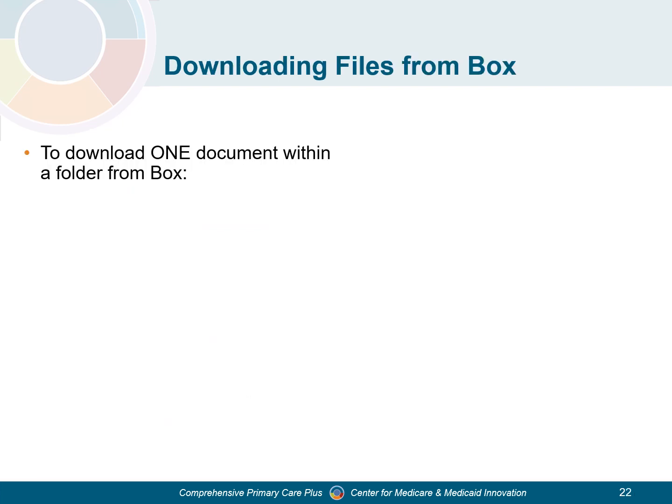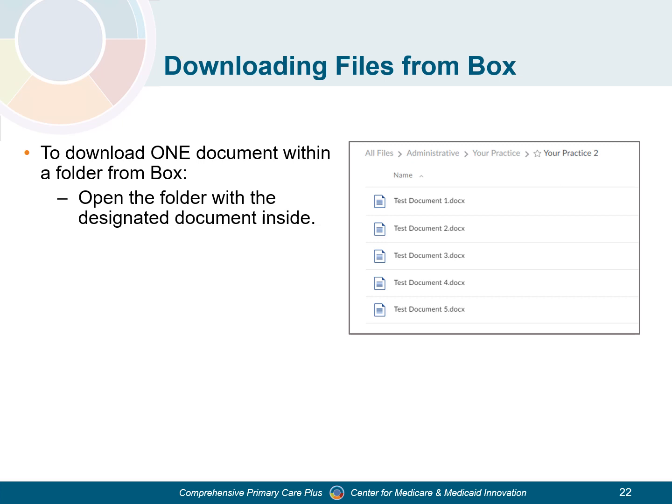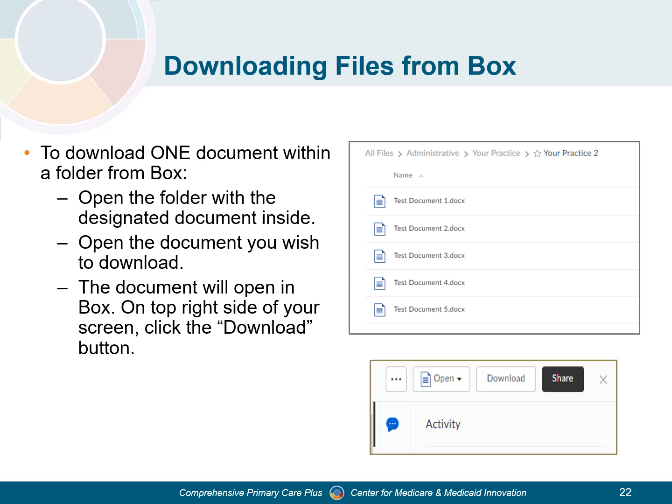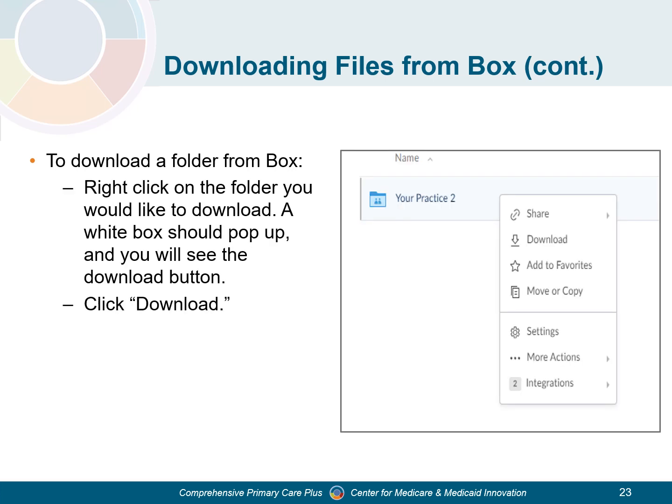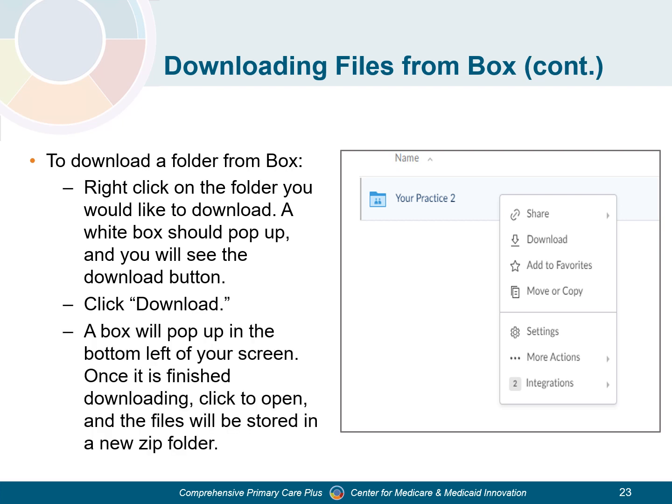To download a single document from Box, open the folder containing the document and click on the document you want to download. The document opens in Box with a download button on the top right side of your screen. Clicking the download button causes a download box to pop up in the bottom left of the screen, and when the download is finished, you can open the document. If you need to download a folder from Box, right-click on the folder and select Download from the drop-down menu. You will see a box at the bottom left of your screen. When the download is complete, click on Open, and the files will present from a new zip folder.